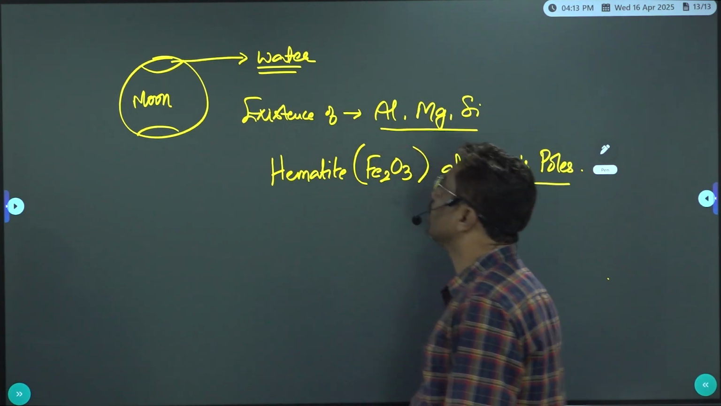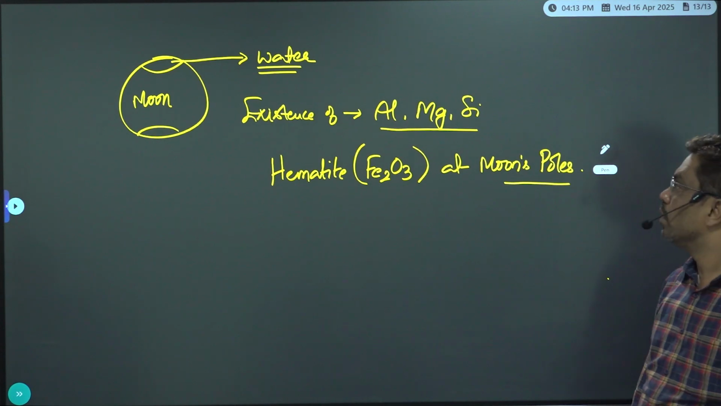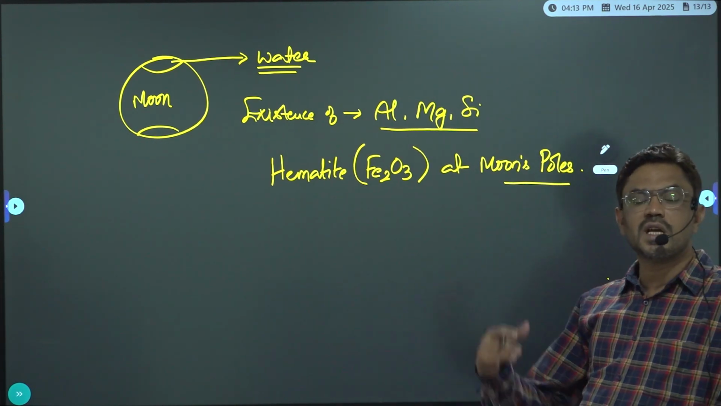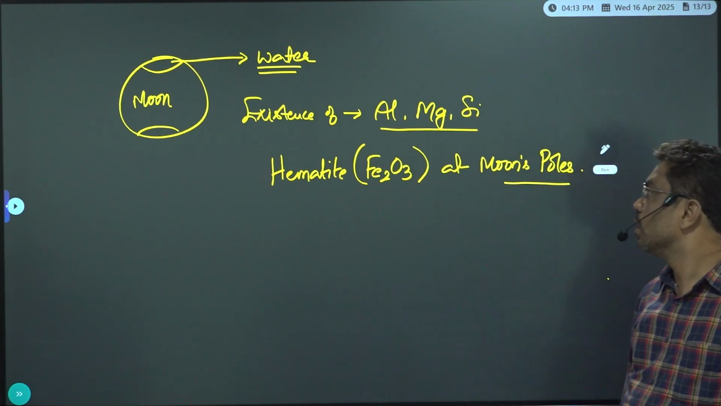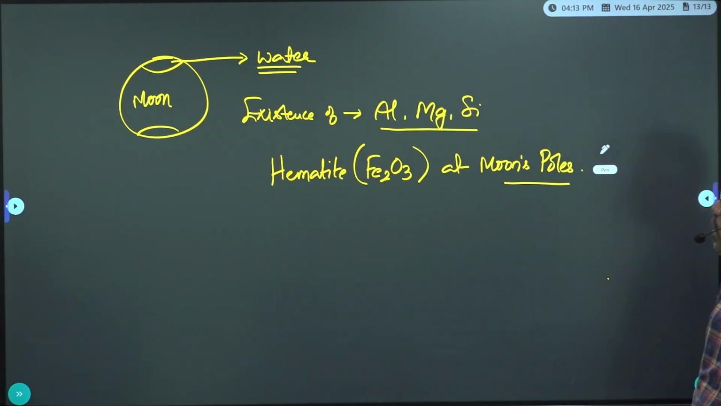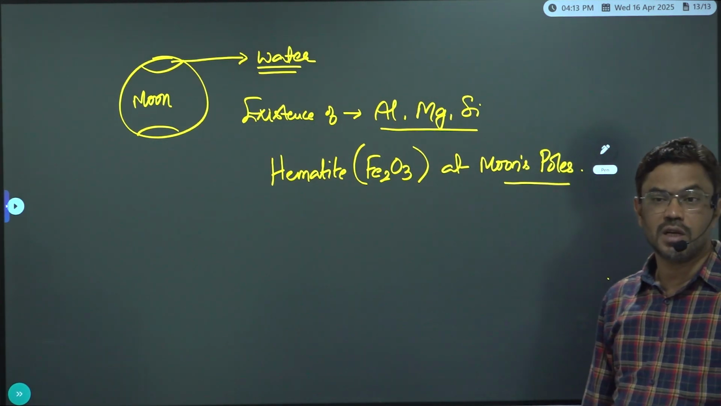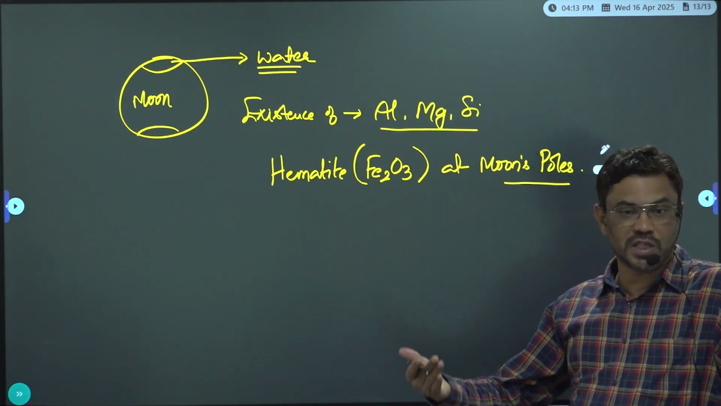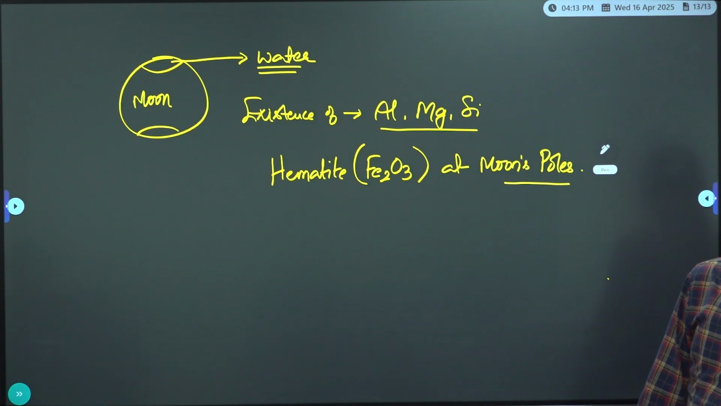So findings of Chandrayaan 1. It is confirmed that the moon's polar regions are home to water. That means excess amount of water exists in the polar regions. Existence of aluminum, magnesium, silicon were confirmed, and also presence of hematite at the moon's polar region. Hematite means it is iron oxide. That is, iron is present and it is oxidized. So rusted iron oxide.